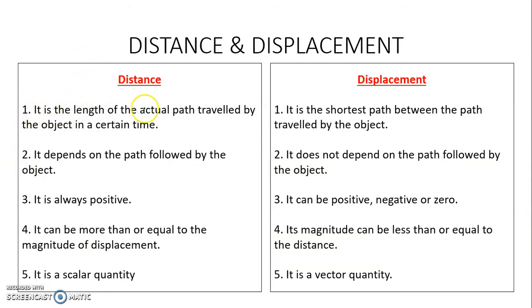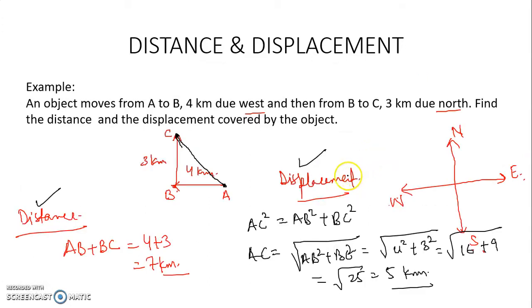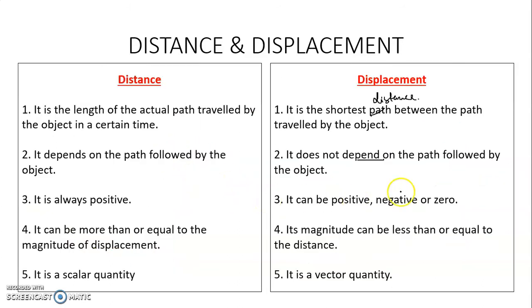So first, distance is the length of the actual path traveled by the object in a certain time. It's the definition. We just did that. And displacement is the shortest path between the initial and final positions, or better if you say it is the shortest distance. Point number 2, distance depends on the path followed by the object. We clearly saw that it depends on the path of the object, and displacement does not depend on the path of the object. As you can see, whatever path it takes, it is just the shortest distance between the 2 points. So it is not dependent on the path followed by the object.